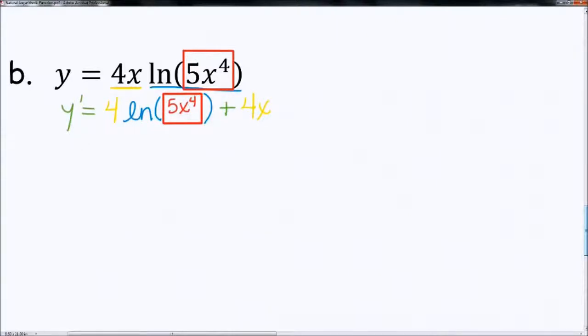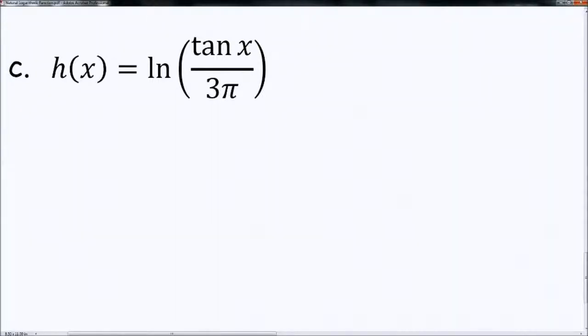Well, the derivative of the second, we have that box thing going on again. So what was in my box? Ln of something, ln of 5x to the 4th. Now we're going to take the derivative of ln of something. So the derivative of what was in my box, 5x to the 4th, is equal to 20x to the 3rd. And we'll just stop right there.